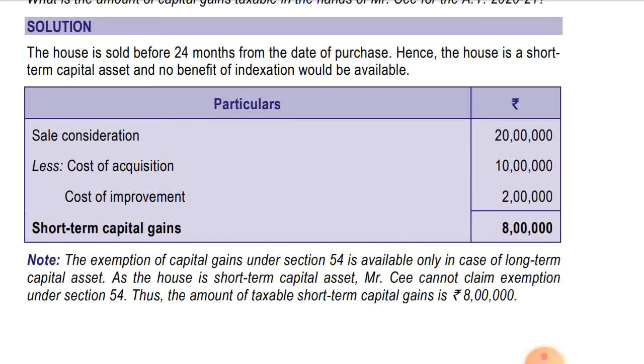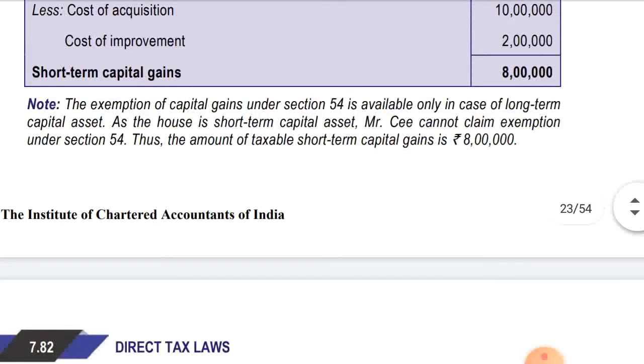The exemption of capital gain under section 54 is available only in case of long term capital asset, as the house is short term capital asset, Mr. C cannot claim exemption under section 54. Thus the amount of taxable short-term capital gain is 8 lakhs. Okay. Moving to next one.